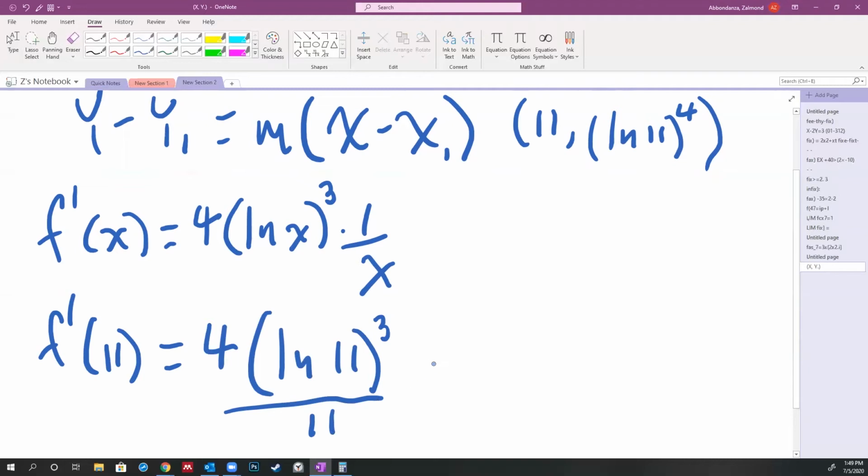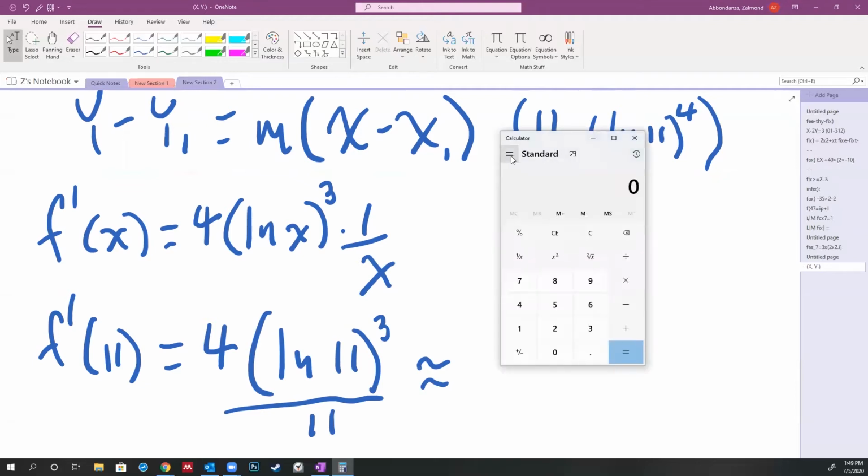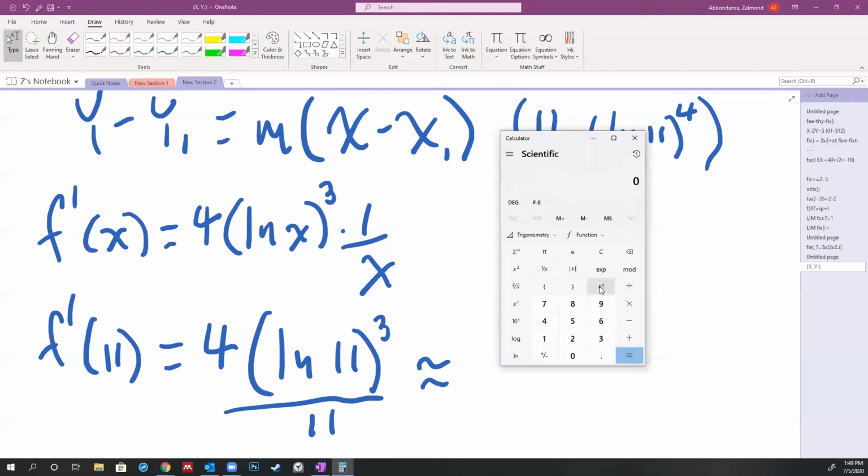And at this point, I will put this in the calculator. I'm just using my Windows calculator. I'm going to work kind of inside out with this calculator. So 11, and I want the natural log of that, and I want to cube that, so to the 3rd power, times 4 and divided by 11. So that gives me this number right here.